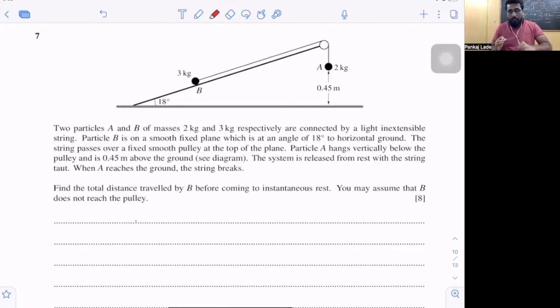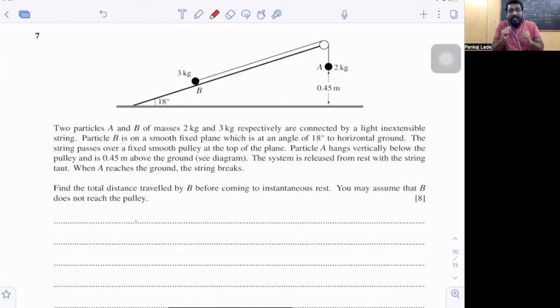Okay, when A touches the ground, as soon as the string gets broken, now since A has pulled B up, B has some velocity of its own. So B will not stop suddenly, because there is no friction. The surface is smooth, so B will continue for some time. B is definitely going to continue for some time.